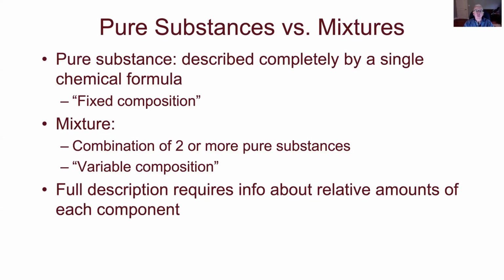Okay. So if I want to be able to describe a solution, I'm going to have to know the relative amounts of each component, right? There could be 2 components, like in the case of my salt water. There could be a whole bunch of components, like if I just, I don't know, went out and took a sample of some lake water someplace, I could probably find a lot of different substances in it.